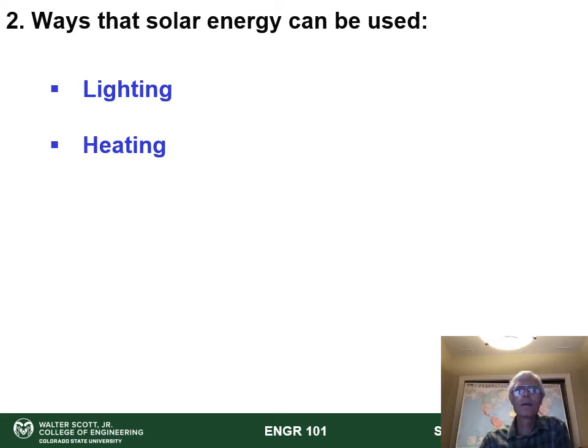And that's 30, 40 years ago, that's the way a lot of systems were built. And you can still see hot showers or hot water heaters like that on roofs in various places. The primary thing we now think of is photovoltaic, which is where you turn the solar energy into electricity. We'll be talking more about that shortly.